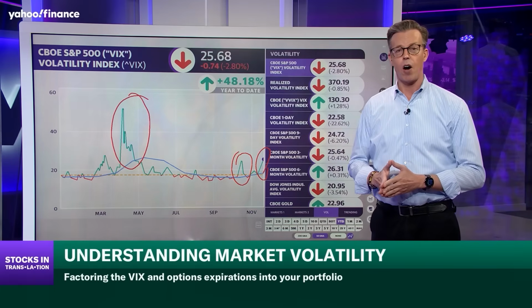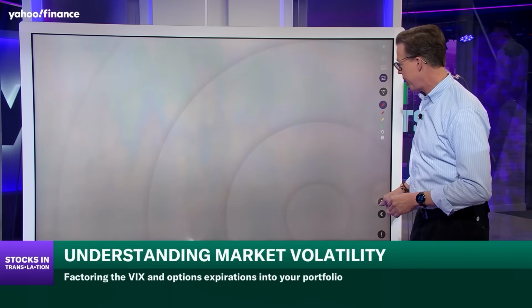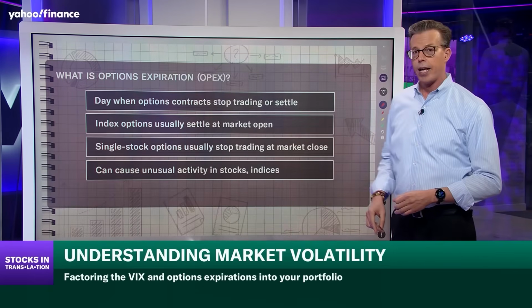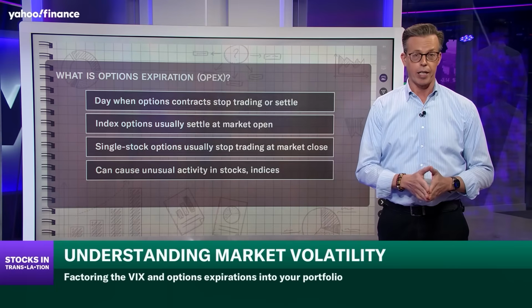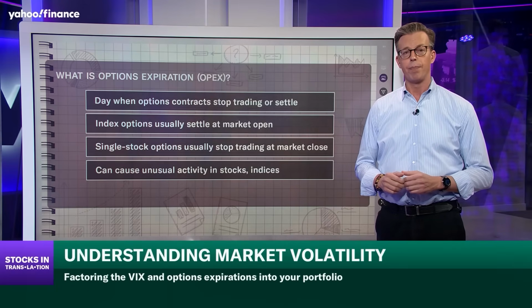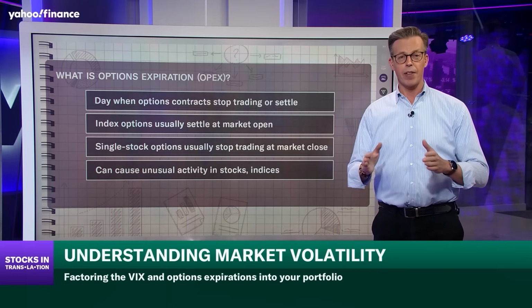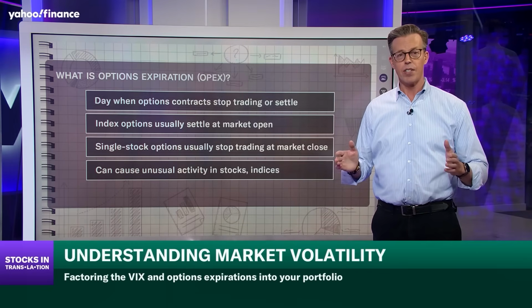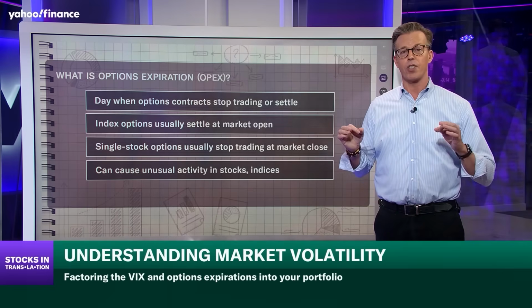So now let's talk options expiration, or OpEx, and we have a handy guide for that right here. These days, we have options expiring every day of the week. But on the third Friday of each month, and that's November 21st, we have the monthly options expiring. And this is the one where you can see bigger market-wide effects at times because there's a lot of money's worth of options expiring.